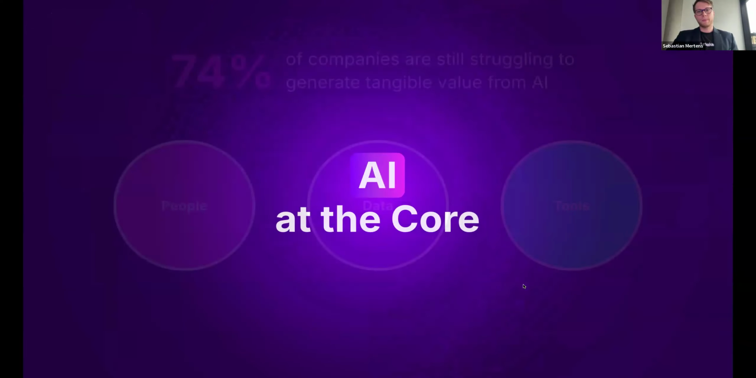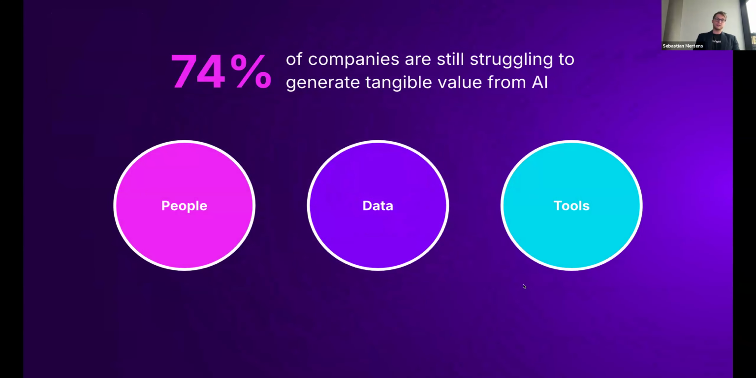What is this about? We see that still 74% of the companies are struggling to generate tangible value from AI. I hope our customers are not struggling that much, but still, it might be that people, data, and tools are not great. It might be that the power of the people is not really used because they do not really have a culture of experimentation. They don't have the will or the chance to build because of corporate challenges, governance, and so on and so forth.